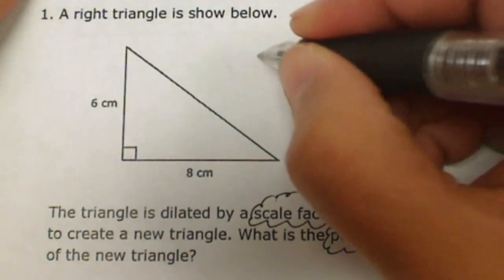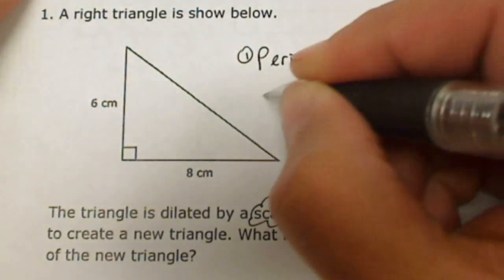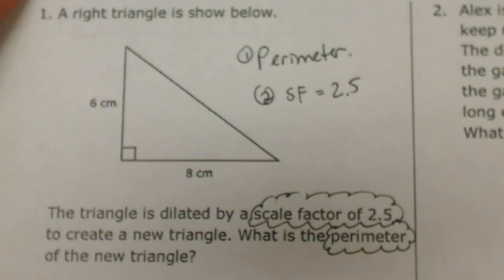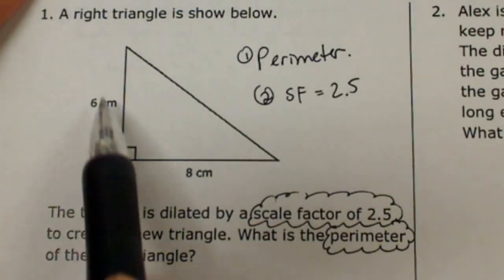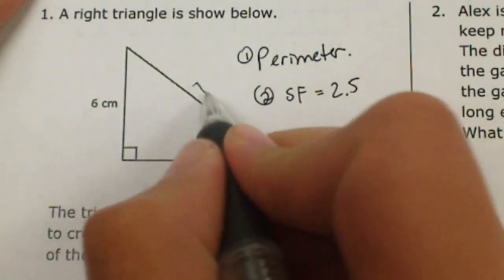So that's what I'm going to do first. I'm going to go ahead and find the perimeter, and then I'm going to use the scale factor, which equals 2.5, to get my answer. Well, if I need to find the perimeter, I know that the triangle has three sides, and I don't know what this side is here.